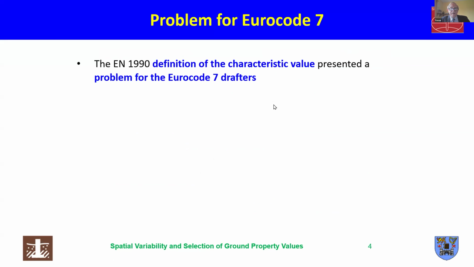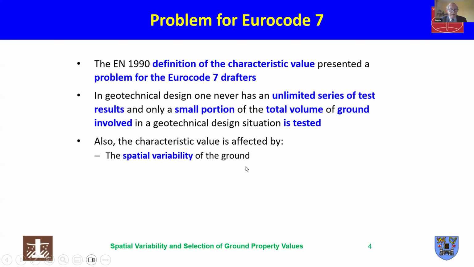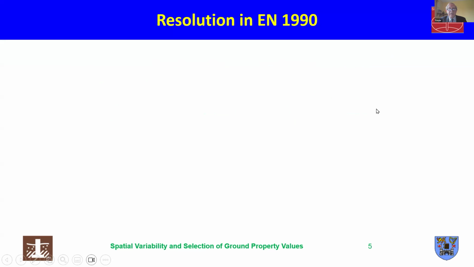Now, this definition of the characteristic value presented a problem for the Eurocode 7 drafters. In geotechnical design, one never has an unlimited series of test results, and only a small portion of the total volume of ground involved in a geotechnical design situation is tested. Also, the characteristic value is affected by the spatial variability of the ground and the extent of the failure surface. And it's been common practice in geotechnical design not to use statistics when selecting ground property values, but to base them on test results together with experience and engineering judgment.